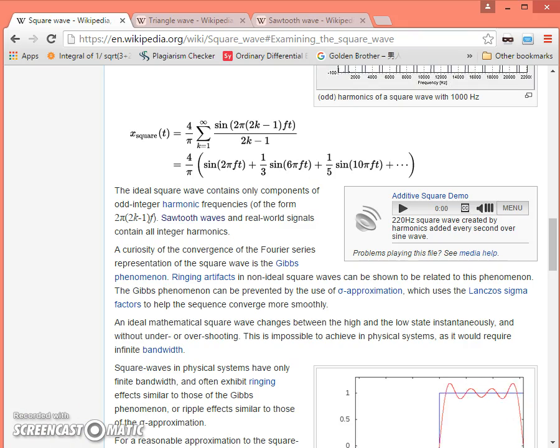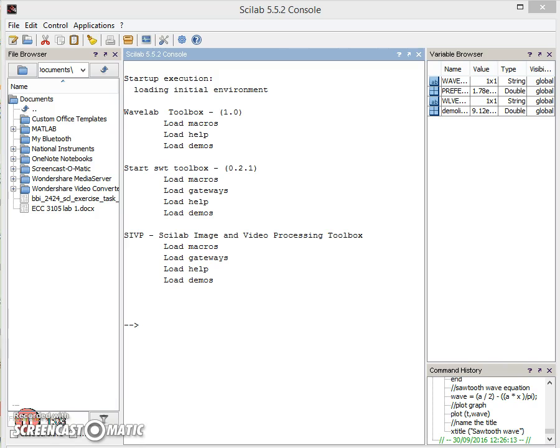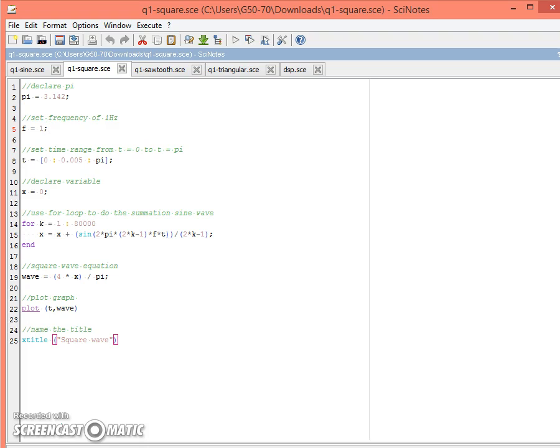Due to the time constraint, I have written the codes so that we can make it more clear and faster. First of all, we need to declare pi, which is 3.142, and set the frequency of 1 Hz, f equal to 1, and set the time range from t equal to 0 to t equal to pi, and each division is 0.005.